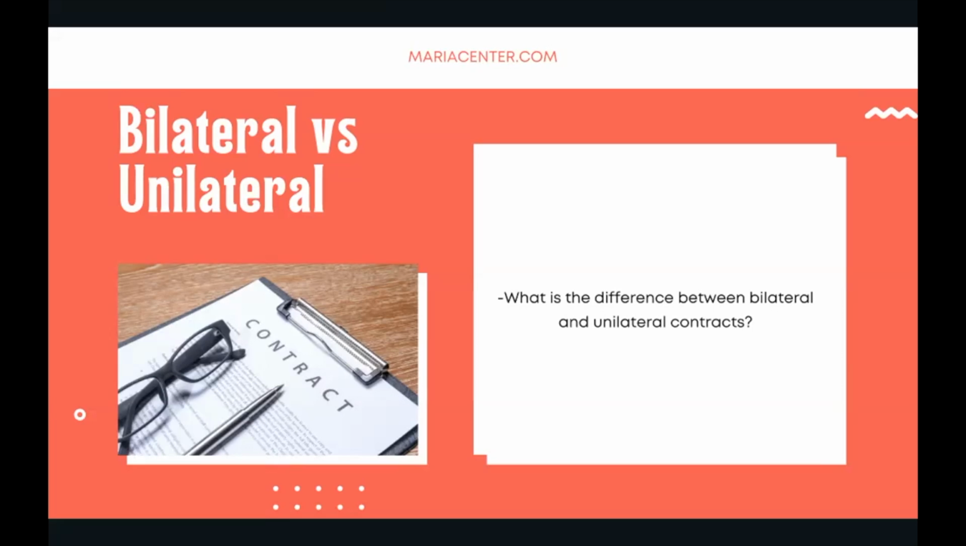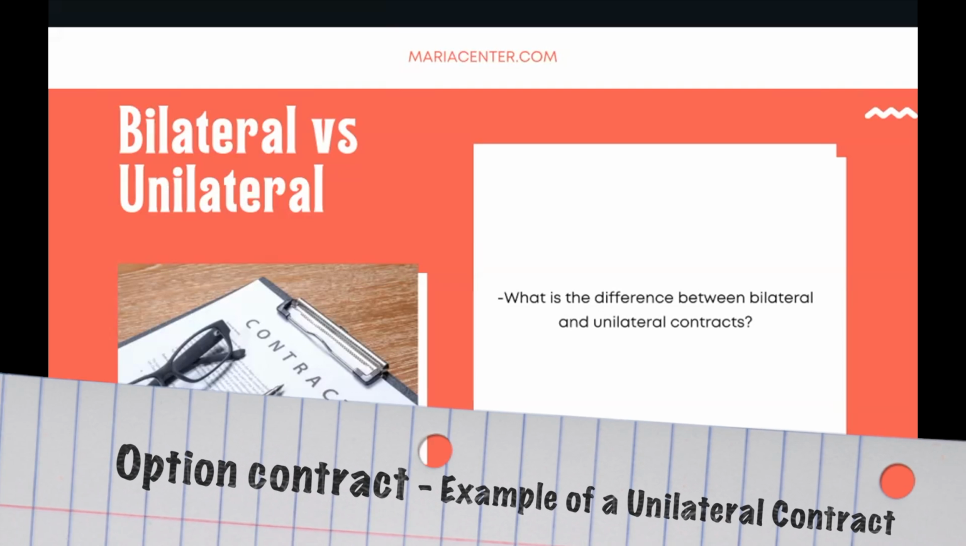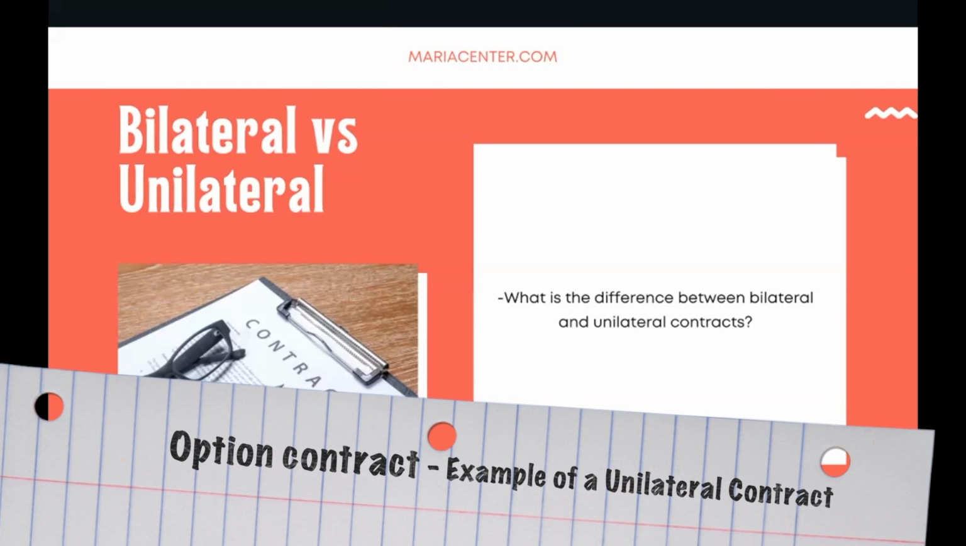So let me give you an example of this to make it make more sense. If I am giving an option contract to you, I'm telling you, listen, I'm going to give you 90 days to decide whether or not you would like to buy my house for $100,000. And you say, sure, sounds good. We've entered into an option contract. An option contract is a great example of a unilateral contract.